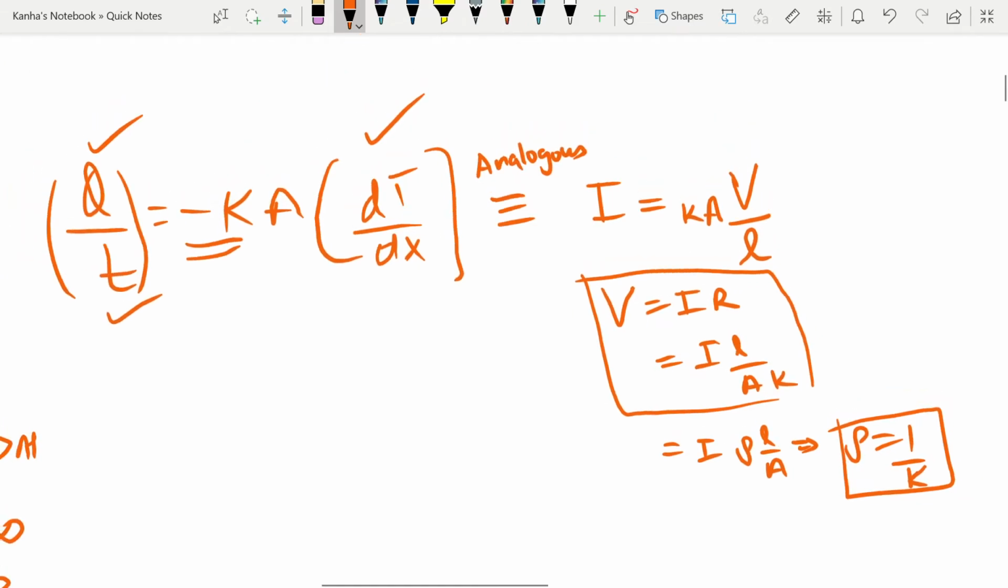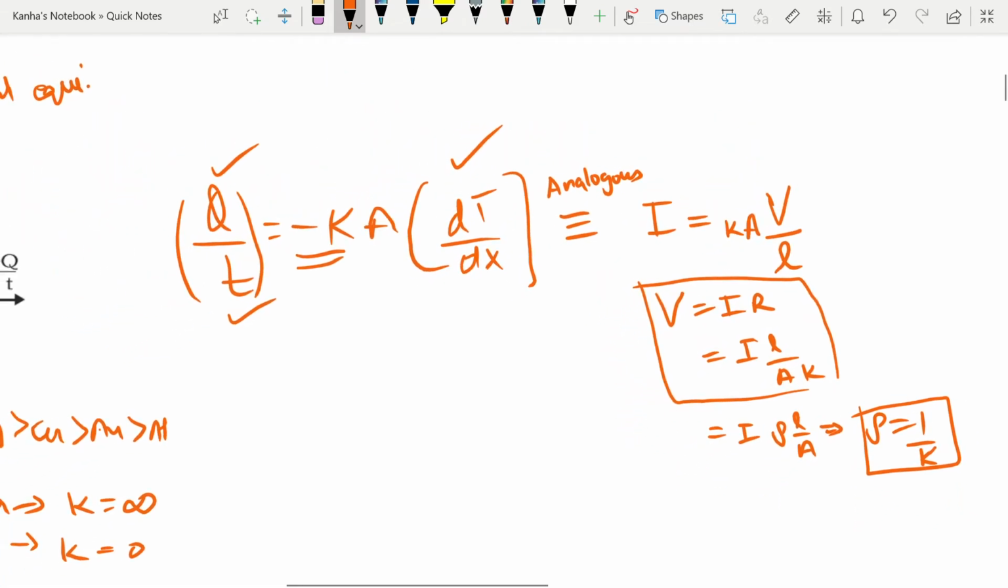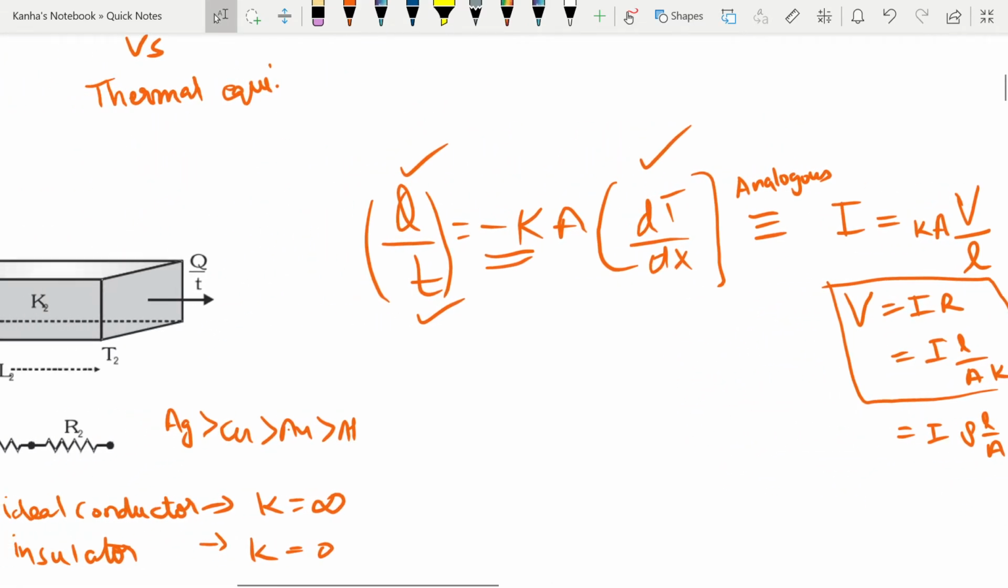Now that you know that this is analogous to your current flowing through a wire, you can always easily remember this as the current. This has the potential, and the potential divided by length, and whatever else is, it's basically 1 by resistivity into area.